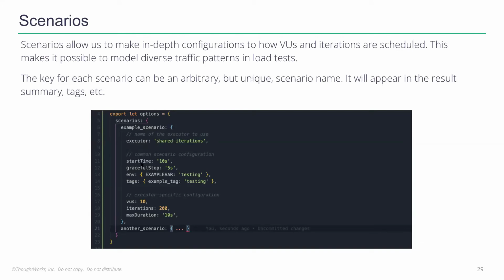After that, we are giving the start. Then we have the common scenario configuration, which includes start time, graceful stop, env, and tags. After that, we give the executor-specific configuration, like for how many virtual users it should run, how many iterations it should take, for what duration, and for what max duration. And after that we can add multiple scenarios. If we want to test other API calls, we can also add those.